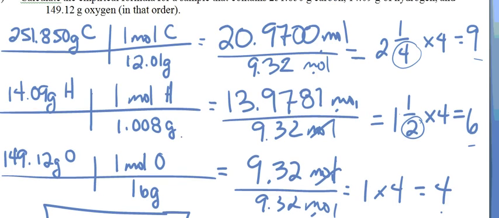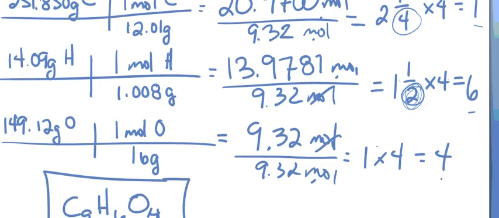Now, hypothetically, if we say that this is a 3 down here, we would then need to multiply everybody by 3, because just multiplying this by 4 would not get rid of that fraction. Okay? All right.